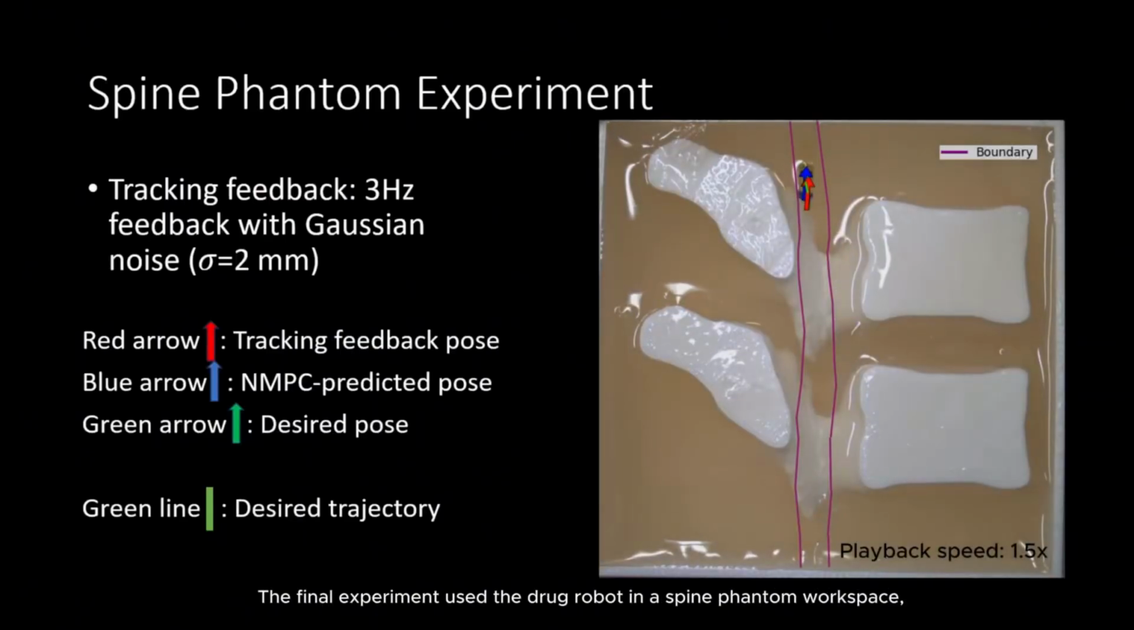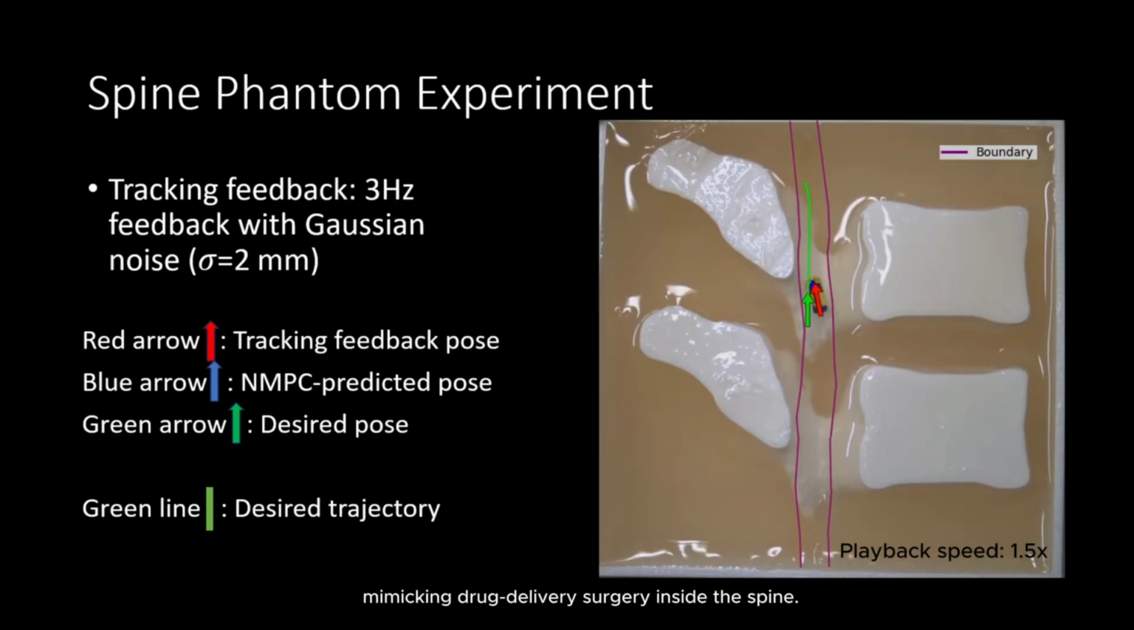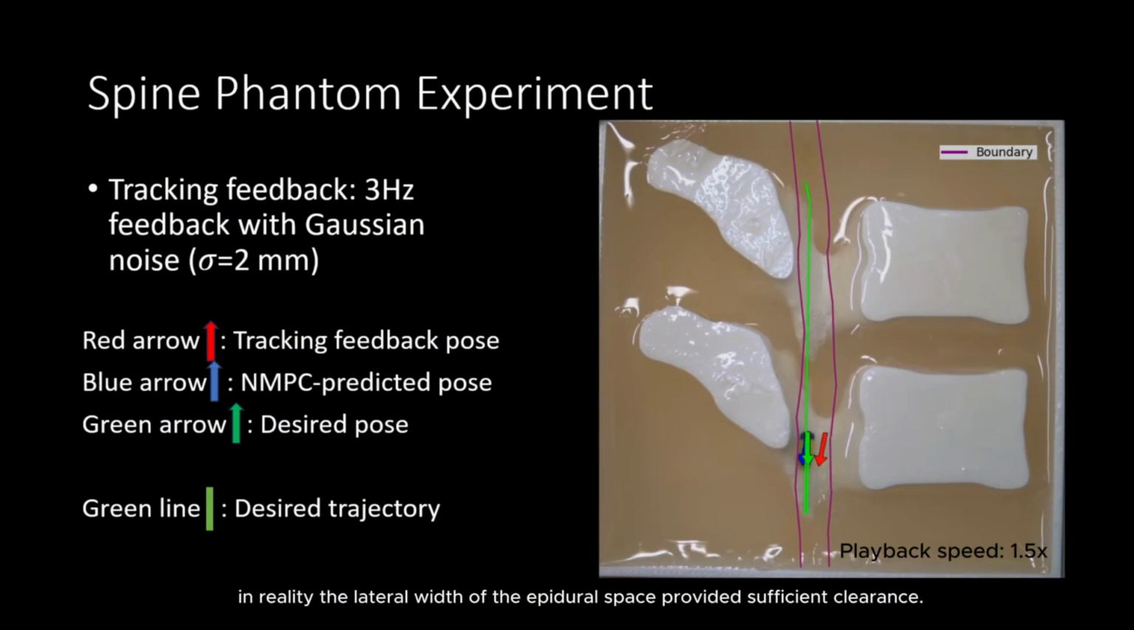The final experiment used the drug robot in a spine phantom workspace, mimicking drug delivery surgery inside the spine. The robot traveled through the epidural space to the target, paused, then flipped its heading and returned. Although the 2D projected video makes it appear that the robot touched the boundary while flipping, in reality the lateral width of the epidural space provided sufficient clearance.